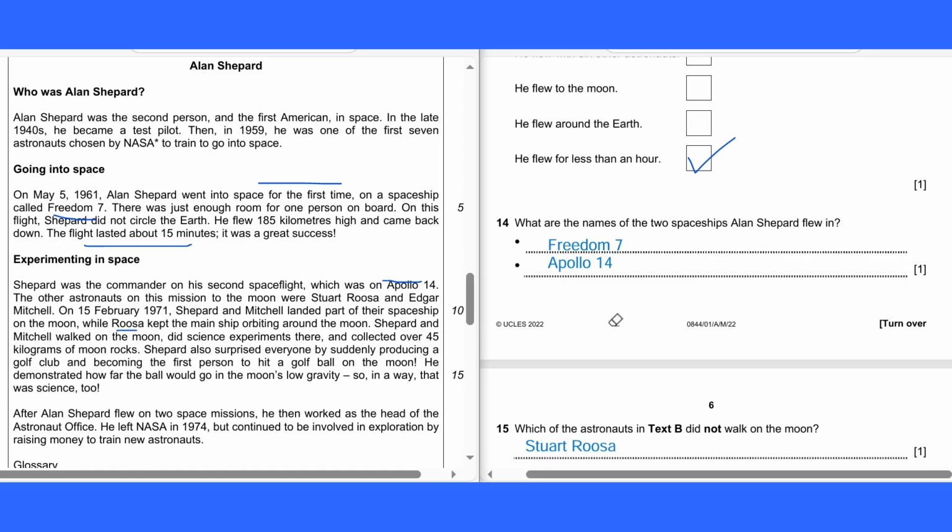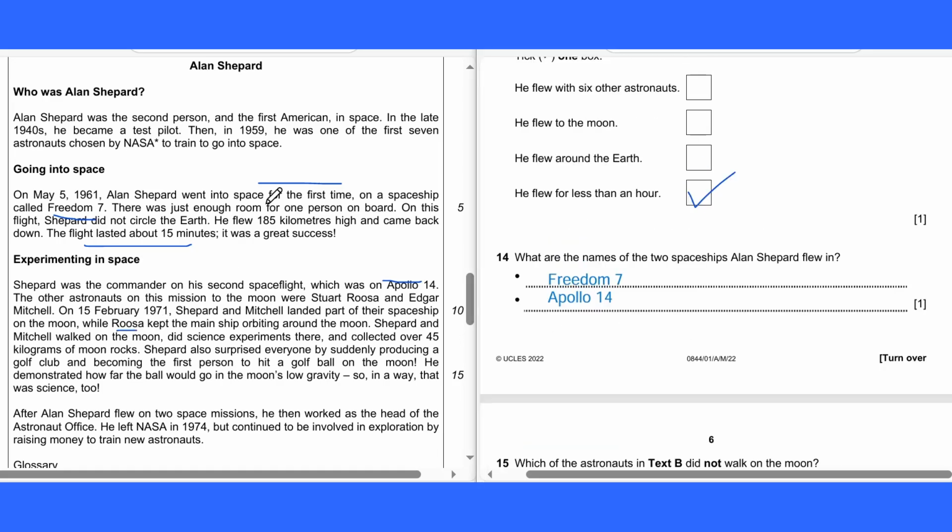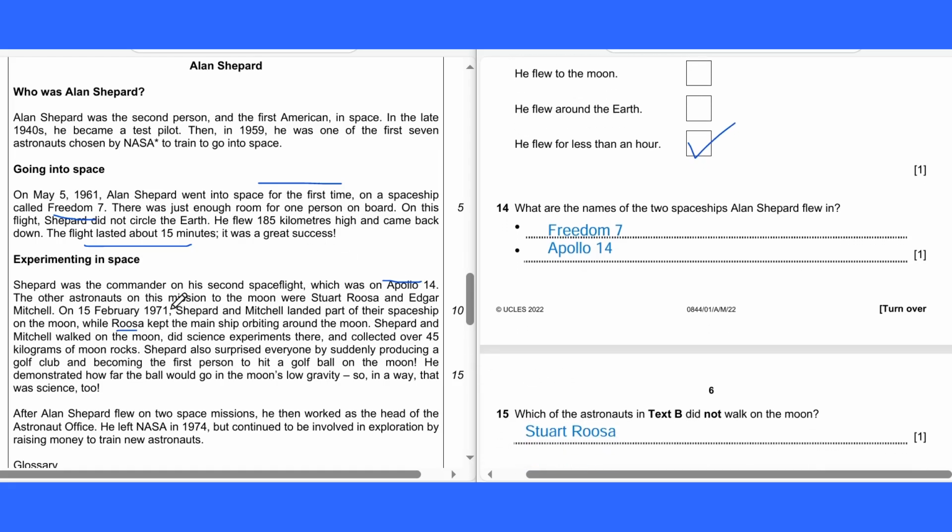Now let's move on. Well, we see from the text that Stuart Roosa kept the main ship orbiting around the moon while Shepard and Mitchell landed part of their spaceship on the moon. So Stuart Roosa did not walk on the moon.